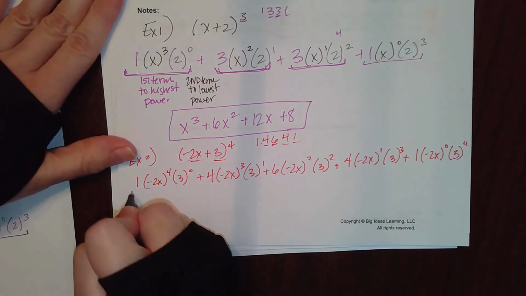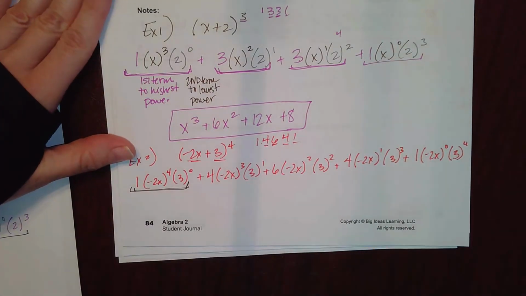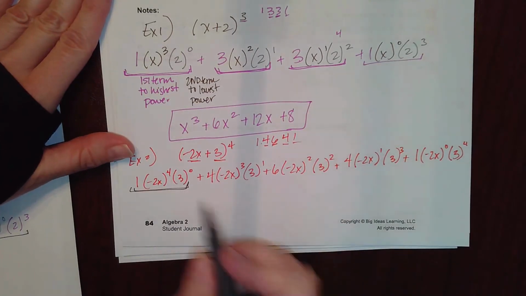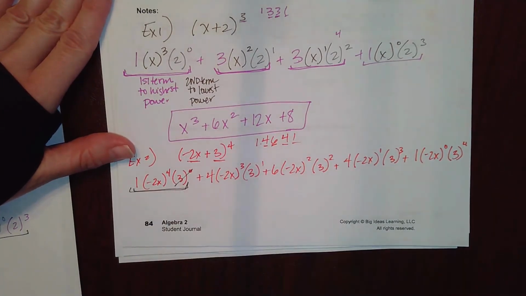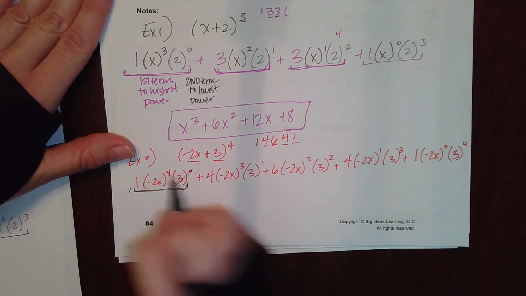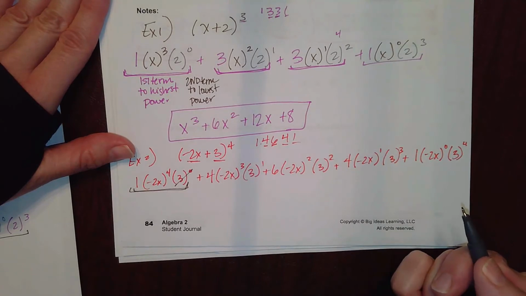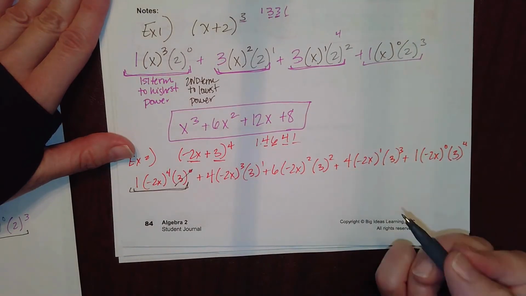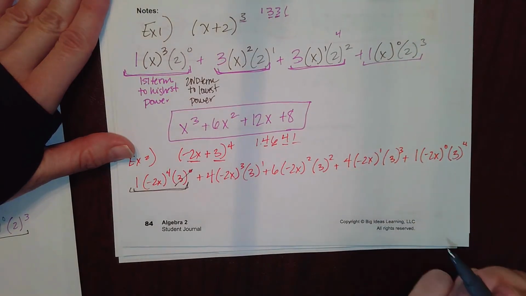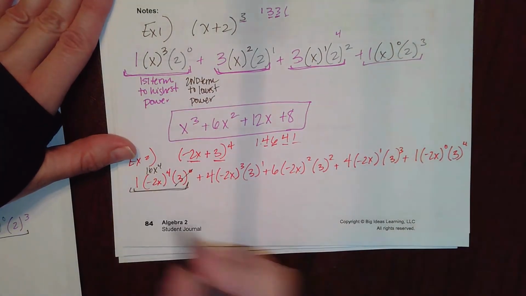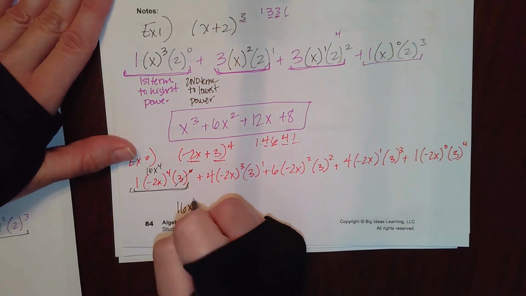rewrite your final answer. So on this one, I have 1 times negative 2x to the fourth times 3 to the 0. Well, 3 to the 0 is just 1. Negative 2x to the fourth. Remember, you have to apply this power to both. So negative 2 to the fourth. Negative 2 times negative 2 times negative 2 times negative 2 is 16. So this whole thing becomes 16x to the fourth.